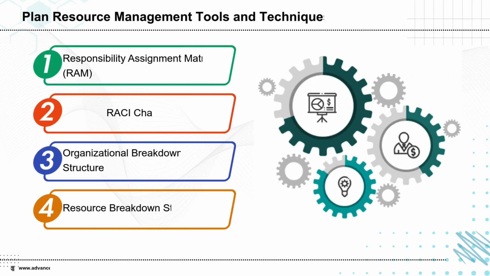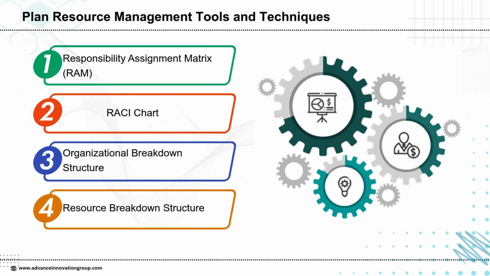In plan resource management, several key tools and techniques are used to organize, document, and communicate project responsibilities effectively. The Responsibility Assignment Matrix, RAM, links tasks to the team members responsible for completing them, helping to avoid confusion about ownership.